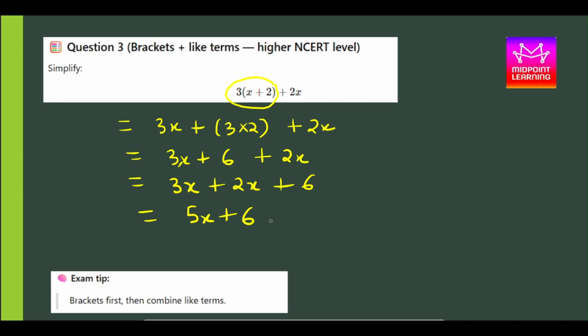So how did we solve this question? We first opened the bracket. We multiplied the value outside the bracket by all the terms inside the bracket, right? And then we opened the bracket and we brought the like terms together and solved it, right? Simplified it.